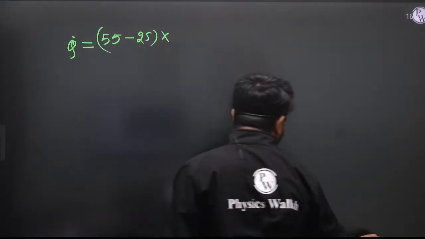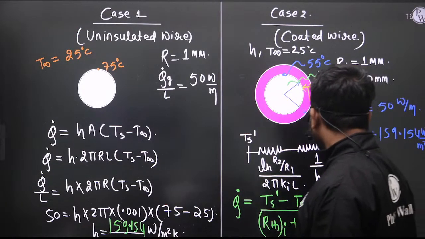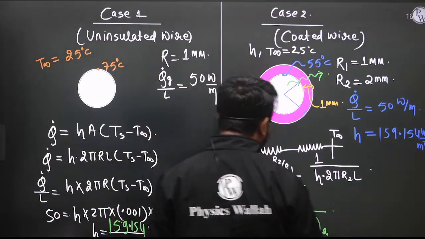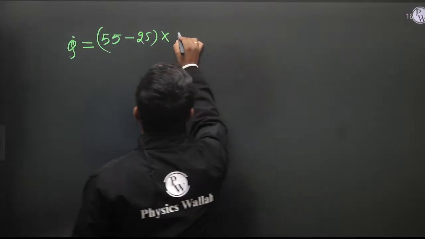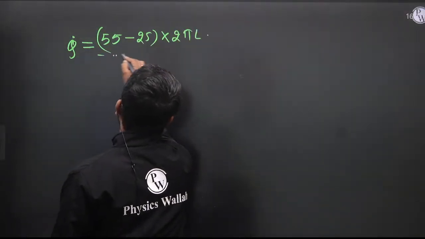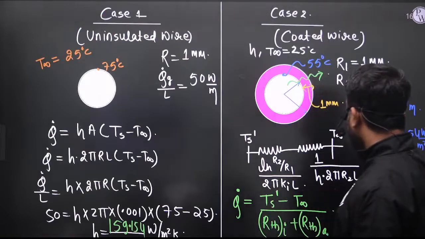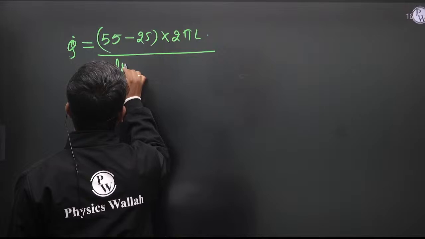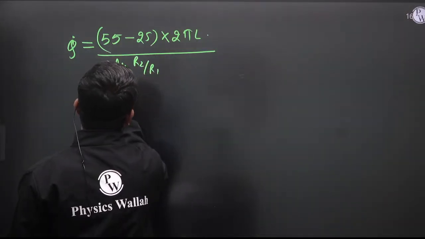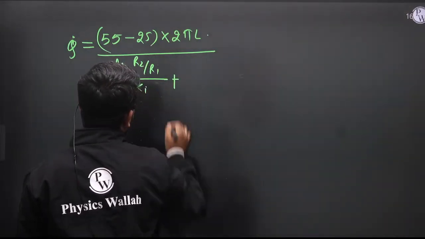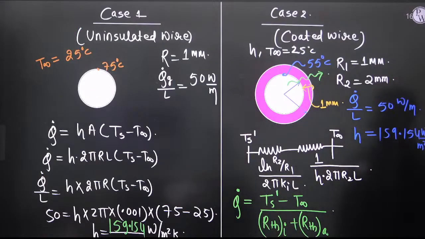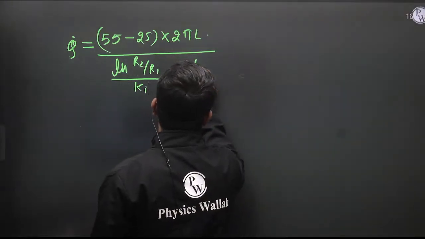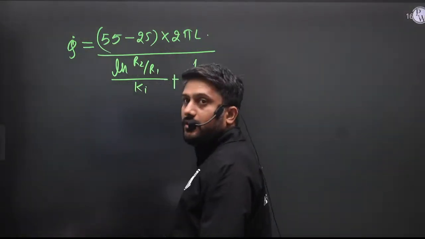Now do one thing, take 1 by L common from here, or take 2 pi L common from the denominator. So this is 2 pi L upon ln R2 by R1 divided by Ki, plus ln R2 by R1 Ki upon 1 upon h R2. Now one equation, one unknown.